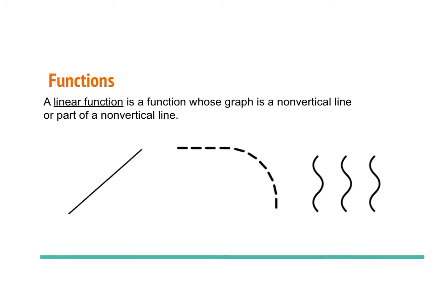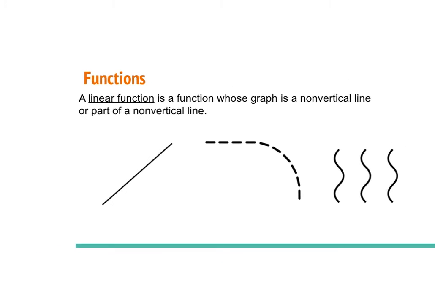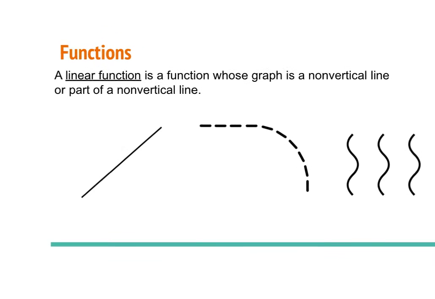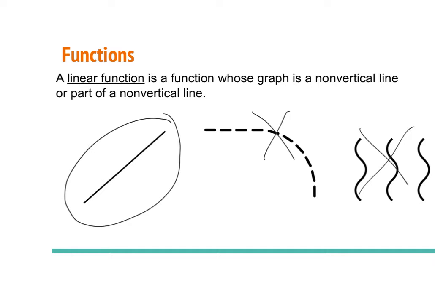Now, if we look back, all right, a linear function is a graph that's just a line. So it's non-vertical, or it's part of a non-vertical line. So go ahead and circle this one. Of these 3, that is the only one that is a linear function, okay? Has to be a straight line.